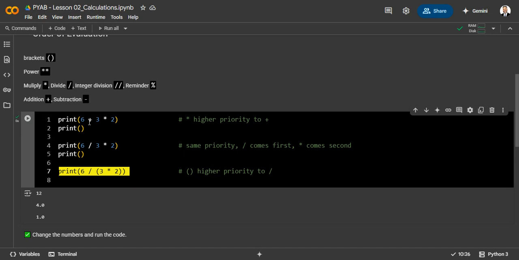Later you can change these numbers here and run it and see the output, understand from there. Or you may include more commands that you want to do, more calculations, so that you can understand how the operation works.